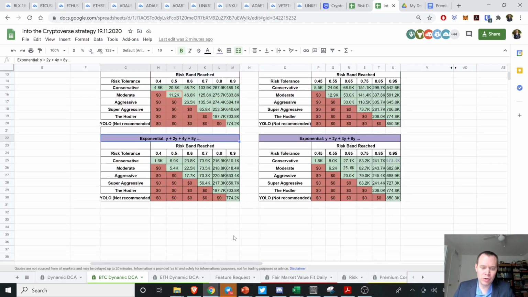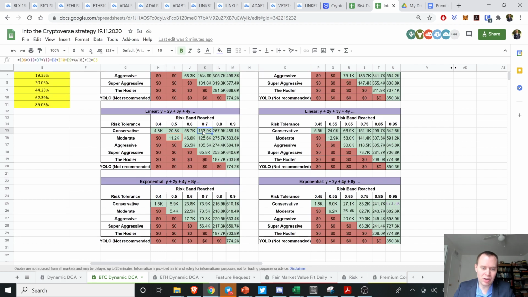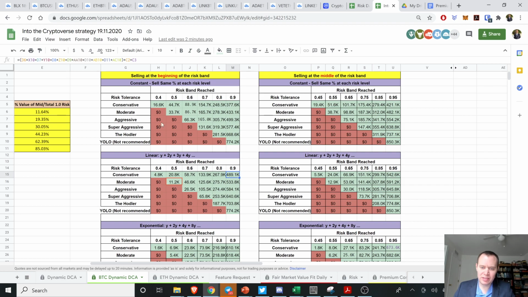And then this one's exponential, which I think is really dangerous because it essentially leaves most of the sells at the end. For instance, if you were to do a linear extrapolation, then say by 0.7 risk, you've already made 133K. By 0.7 risk for exponential, it's only 73K. The difference is that if it makes it up to these final risk bands for exponential, this one would outperform linear. You can see 610 versus 489. This is the same thing as these, except this is selling at the middle of the risk bands rather than the beginning of the risk bands.